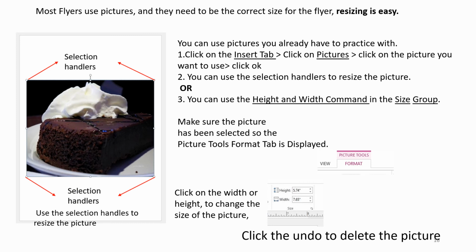Most flyers use pictures and they need to be the correct size for the flyer. Resizing is easy. You can use pictures you already have to practice with. 1. Click on the Insert tab. Click on Pictures. Click on the picture you want to use. Click OK. You can use the selection handles to resize the picture. Or you can use the height and width command in the size group. Make sure the picture has been selected so the Picture Tools Format tab is displayed. Click on the width or height to change the size of the picture. Click the Undo to delete the picture.